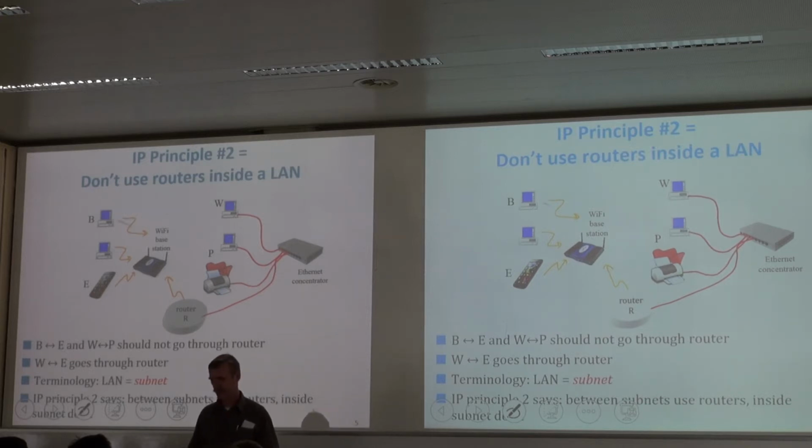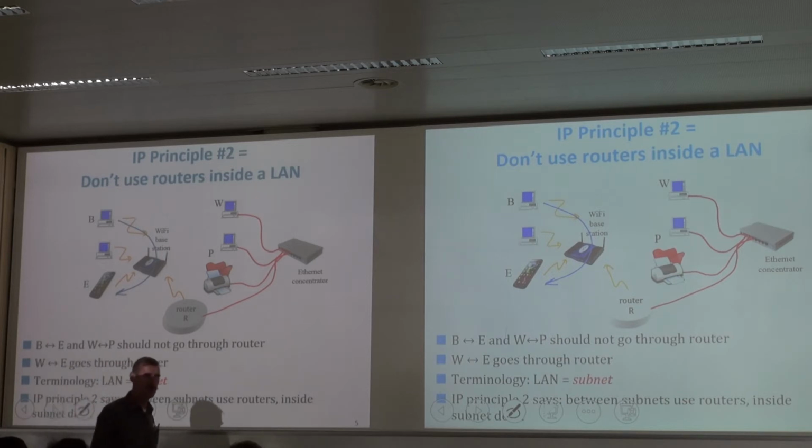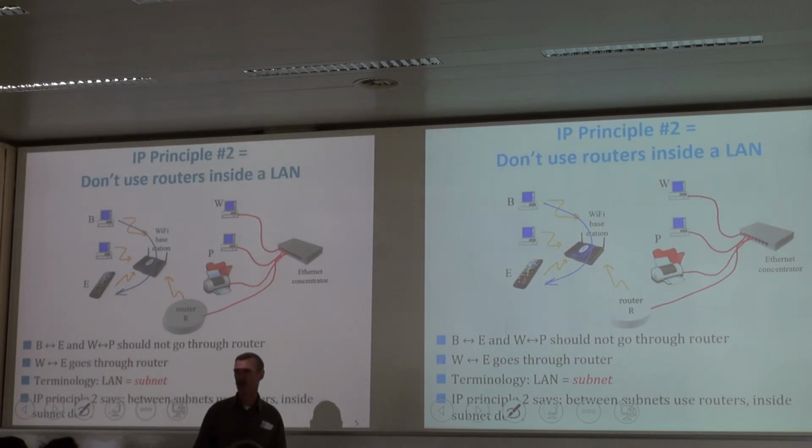What does that mean? Well, it means, for example, if B has some data to transfer to E, both B and E are on the same local area network. They're connected to the same Wi-Fi base station in this case. Then the traffic flow should not go through any router. It should go directly through the base station to E. Now, I'm assuming the Wi-Fi base station is not playing the role of a router here.